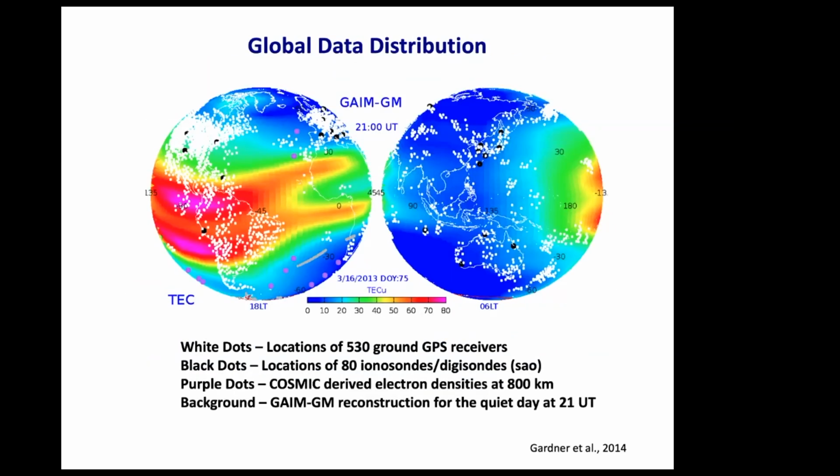This figure shows the global data distribution. The white dots show the locations of 530 ground GPS receivers. The black dots show the locations of 80 ionosondes and digisondes. The purple dots show the COSMIC derived electron densities at 800 kilometers, and the background is the GAME GM reconstruction for the quiet day at 21 UT.